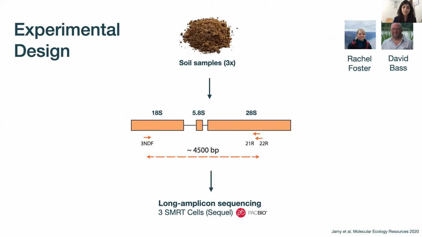So for our pilot study, we obtained 3 soil samples, the details of which are not so relevant here. But we used general eukaryotic primers to amplify around a 4,500 base pair fragment of the ribosomal DNA operon. And then we sequenced this on 3 SMRT cells on the Sequel on PacBio using circular consensus sequencing.